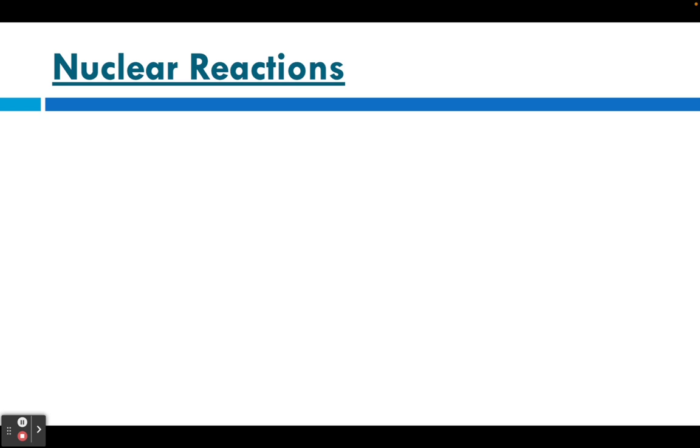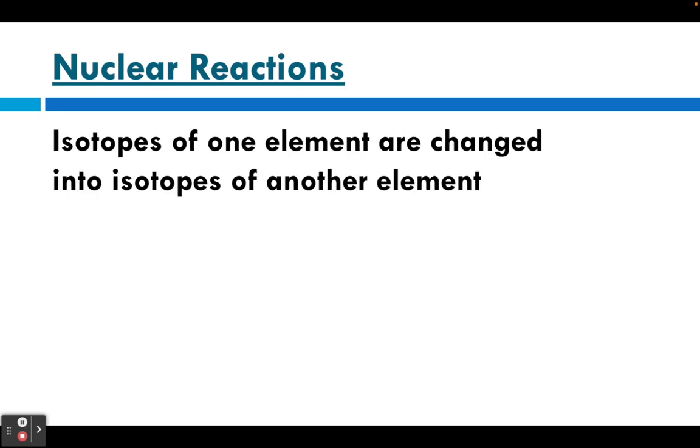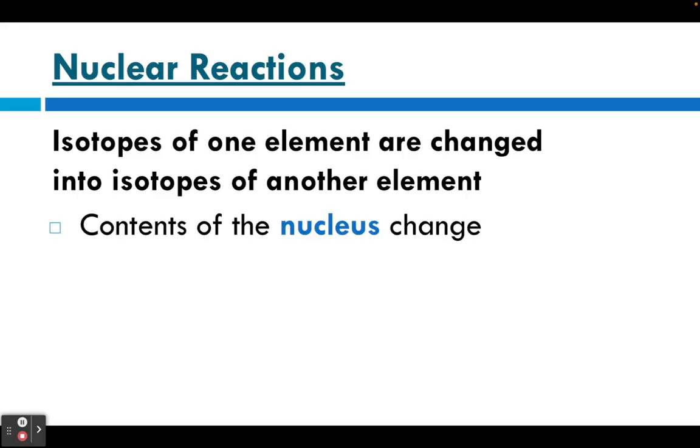All right, so let's talk more about nuclear reactions here. So isotopes of one element are changed into isotopes of another element. So for nuclear reactions, you're changing the element. Chemical reactions, you're not changing elements. So in order to change an element, we said that the identity of an element is dependent upon the nucleus. So if your isotopes are changing from one element to another, then that means the nucleus is changing. So something in the nucleus is changing, and that's protons, right? So protons can change.